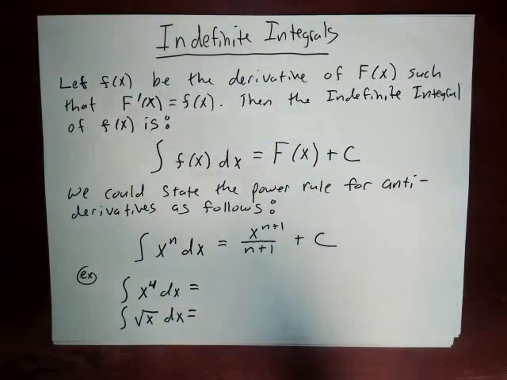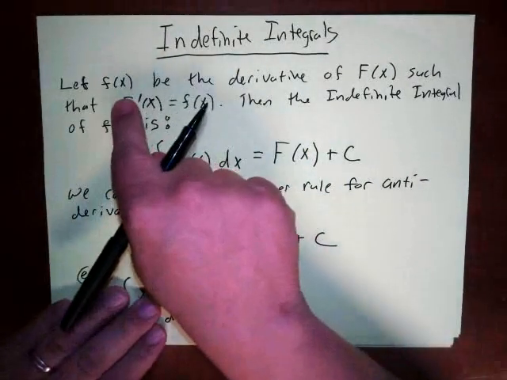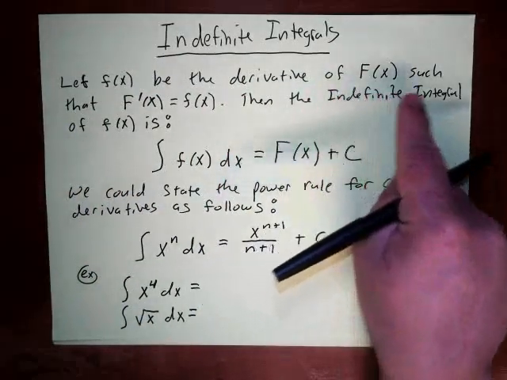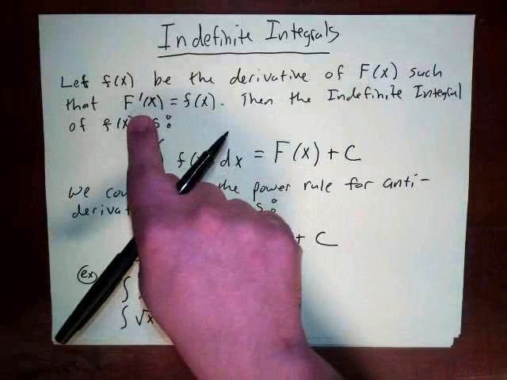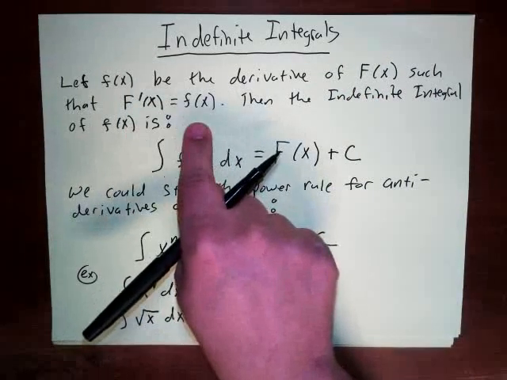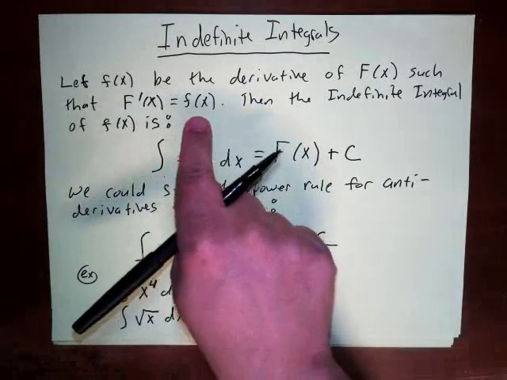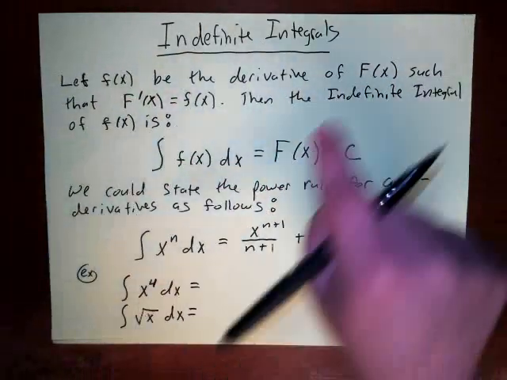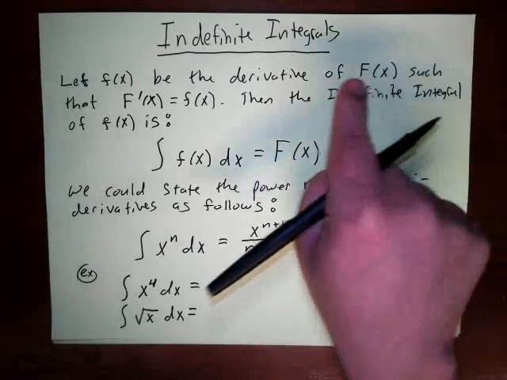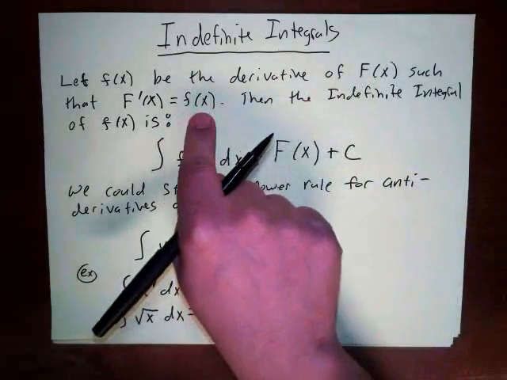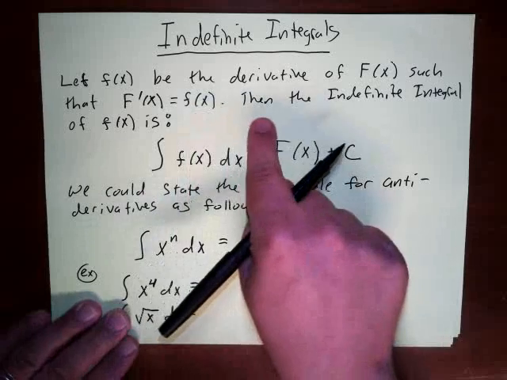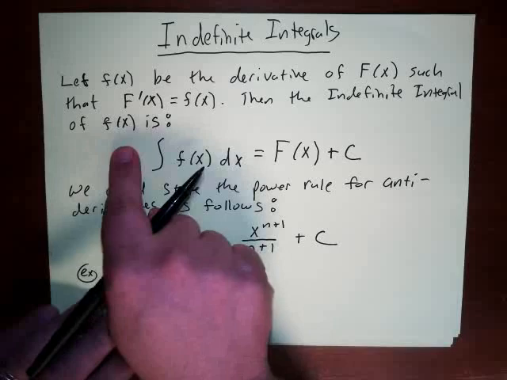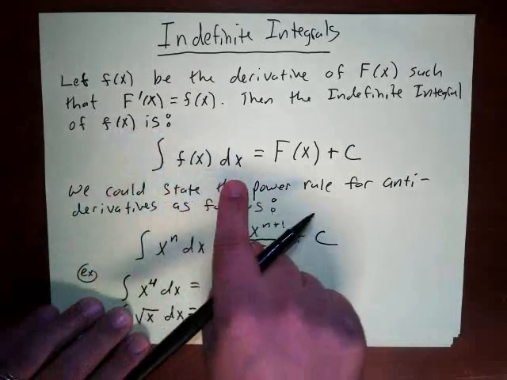Basically, we're going to let little f of x be the derivative of capital F of x, such that if you take the derivative of capital F of x, you get little f of x. So capital F of x is the antiderivative of f of x. Okay, so the indefinite integral of little f of x is given by this.